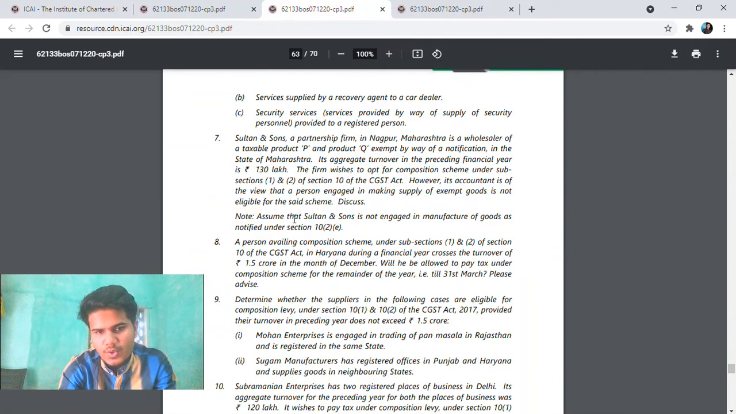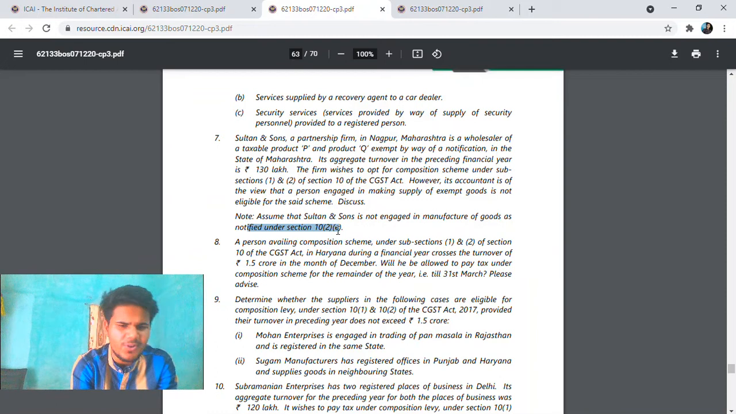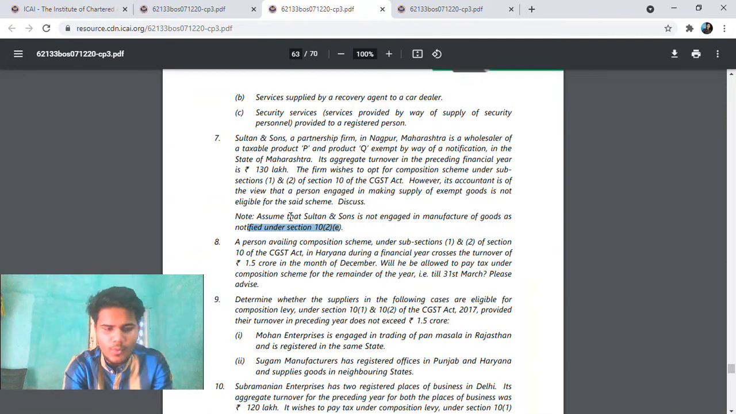Assume that Sultan and Sons is not engaged in the manufacture of goods as notified under section 10(2)(e). What is notified in 10(2)(e)? It means a composition dealer can also provide marginal service, 10% of aggregate turnover in the preceding financial year or 5 lakh rupees, whichever is higher. Okay, so Sultan and Sons does not provide any marginal service.